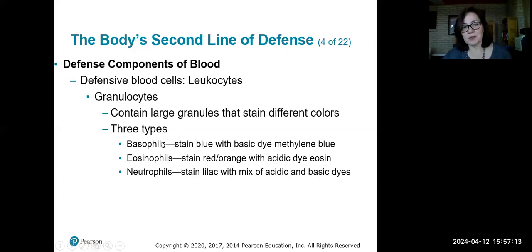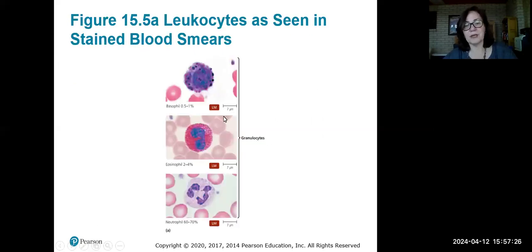The way to remember them, they all end in "phil." They love something, and what they're loving is the different stains. And so those are the granules that stain. So those are the 3 granulocytes. Under the microscope, they look like this. The ones that we're going to care the most about are the neutrophils.